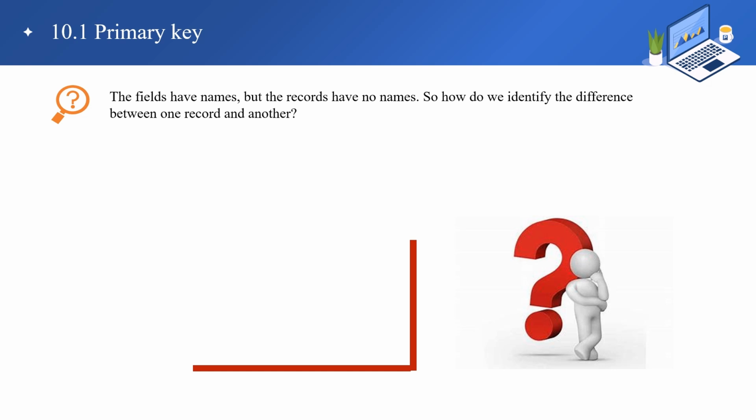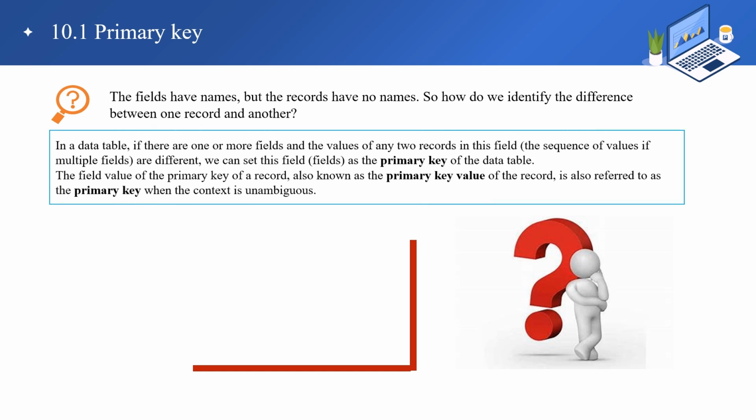In the examples of the previous chapter, most of the table sequences we created and referenced have a field with values that are unique in the whole table sequence, such as the ID field in the personnel table or the DT field in the stock table. Structured data uses this unique field value to identify a record. In a data table, if there are one or more fields and the values of any two records in this field, or the sequences of values in case of multiple fields, are different, we can set this field or these fields as the primary key of the data table.